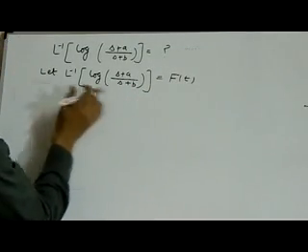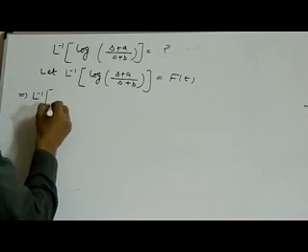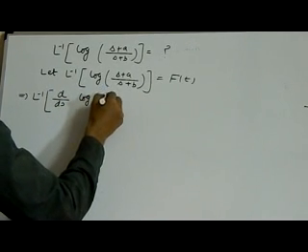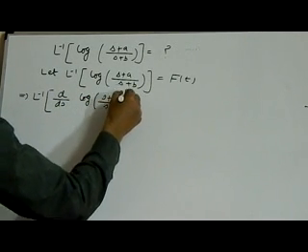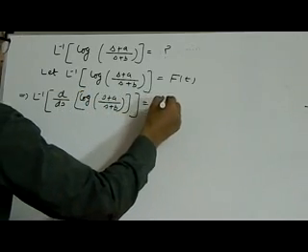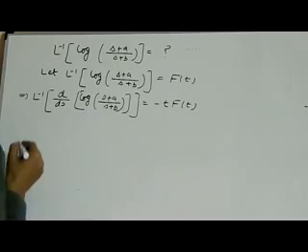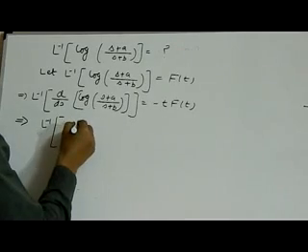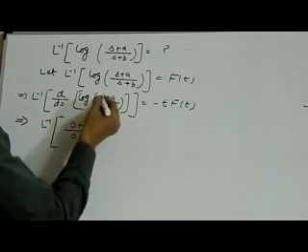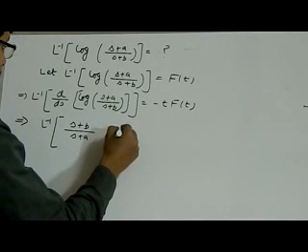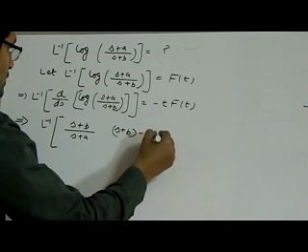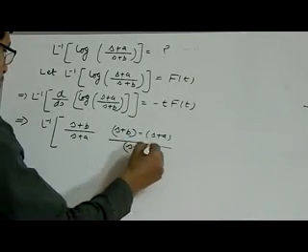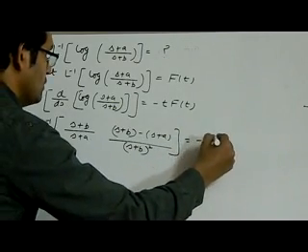Again, I don't have any direct formula, so this will imply L inverse of d by ds of log of (s plus a) upon (s plus b) simply minus t into f(t). I can write this way. That is L inverse of, what will be the differentiation of this, (s plus b) upon (s plus a). Now applying the quotient rule, what will I get? (s plus b) minus (s plus a) upon (s plus b) whole square as minus t into f(t).